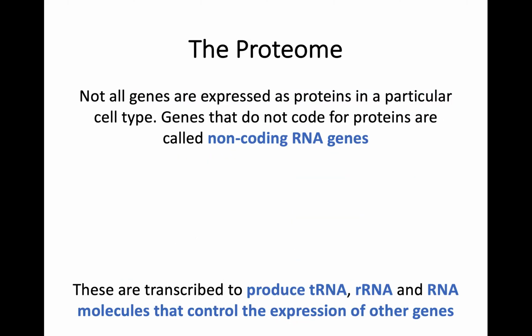The other part that you need to be aware of as well is that not all of those genes are going to be expressed as proteins. If a gene is not coding for a protein, then it's going to be doing something else, and we're going to call them non-coding RNA genes. There's two main jobs for these. They can either be transcribed to produce tRNA or rRNA, or they could be molecules that are there to control the expression of other genes. So they have a function, but they just may not all be expressed as proteins in a certain cell type.